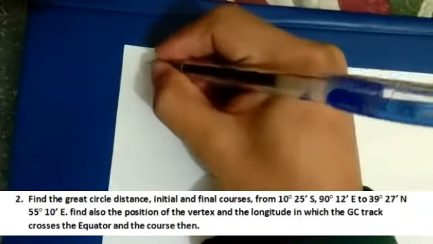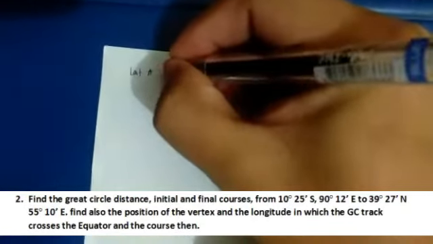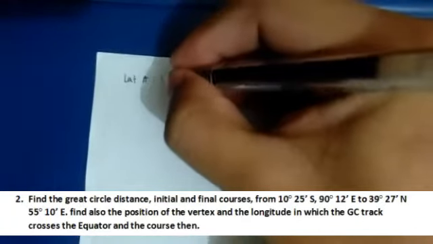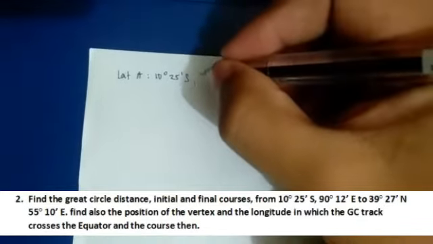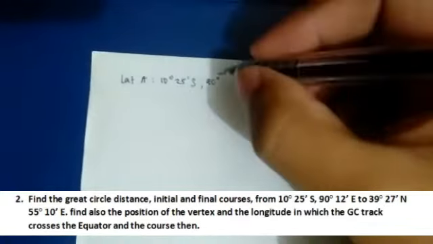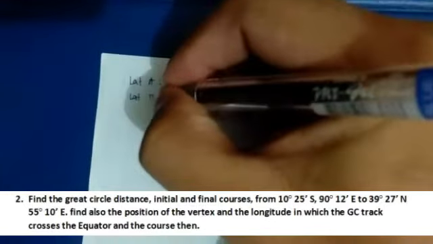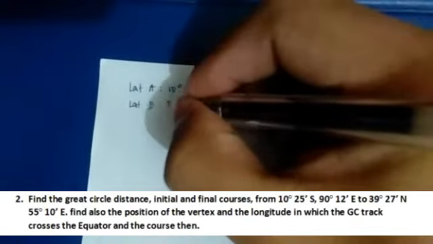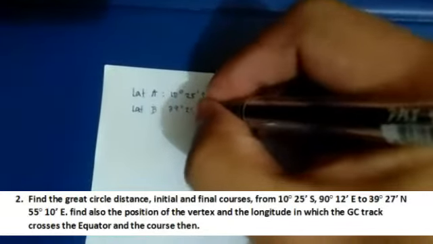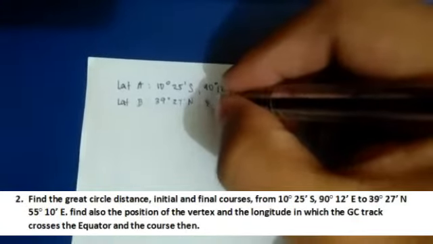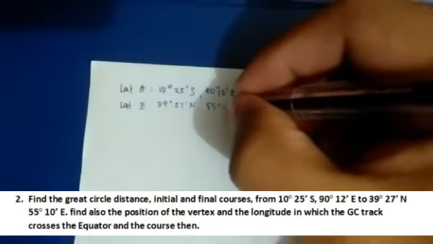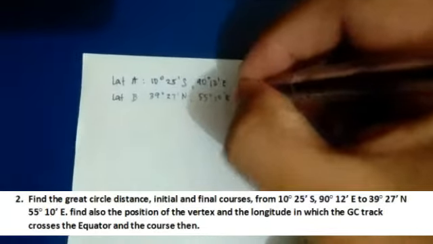So first, our latitude A, which is 10 degrees and 25 minutes south, and 90 degrees 12 minutes east, and latitude B, which is 39 degrees 27 minutes north and 55 degrees and 10 minutes east.